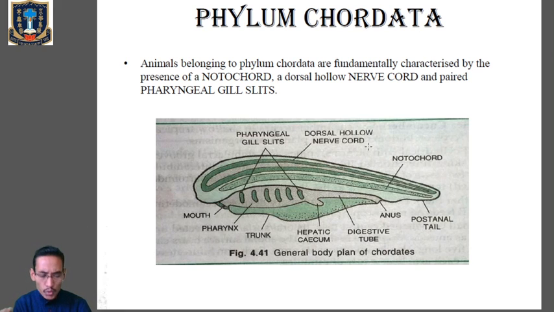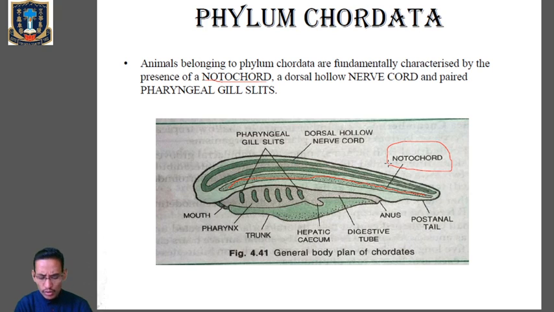The most important basic features are, first, the presence of notochord. The notochord is mainly a solid rod-like structure that extends all along the body length of an organism and supports the body. You can see over here this rod-like structure which is present all along the body. This structure is known as notochord and it provides support to the body.